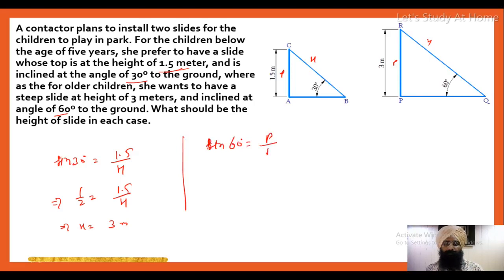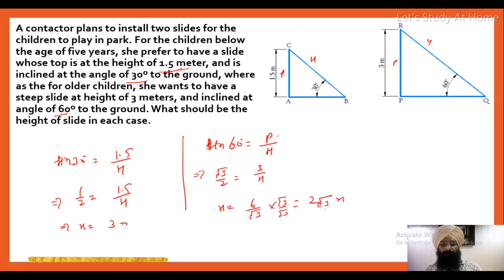Hypotenuse we want to find, and perpendicular is 3. We will put that in the next step. Sine 60 is root 3 by 2, that is equal to 3 upon h. So h is equal to 6 over root 3. After rationalizing, we will get 2 root 3 meter.